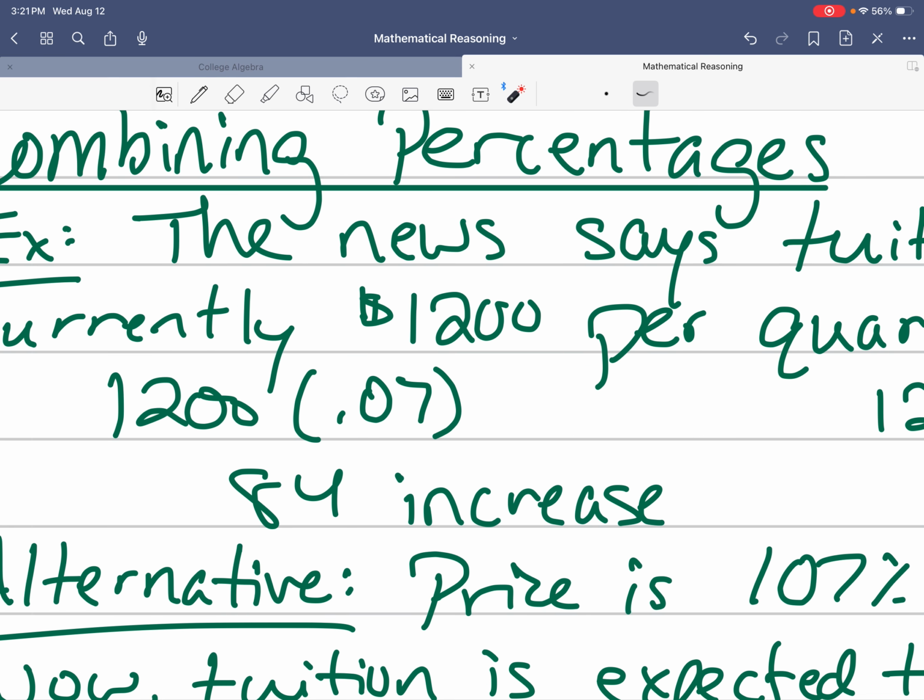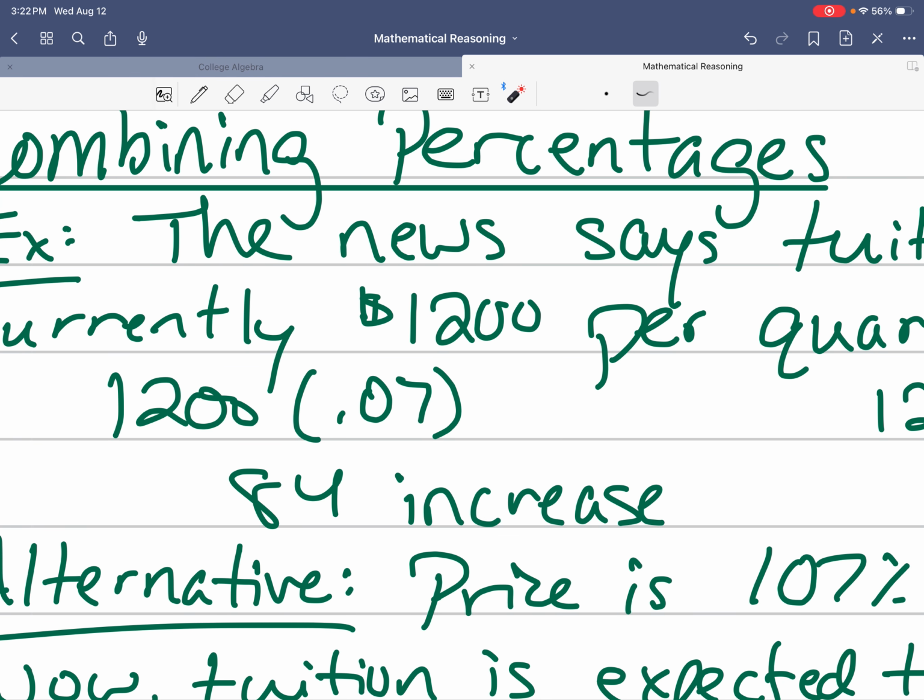So we have our $1,200, that is the current price. Our price is going to increase by 7%. So we need to figure out, well, what is 7% of this price? 1,200 times 7%, which is 0.07, is going to be an $84 increase. Now, that is the increase. They want to know what is going to be the tuition cost. Since they want to know what the cost will be, we're going to take that increase and add it to the original price. And that's going to give us tuition being $1,284 next year.